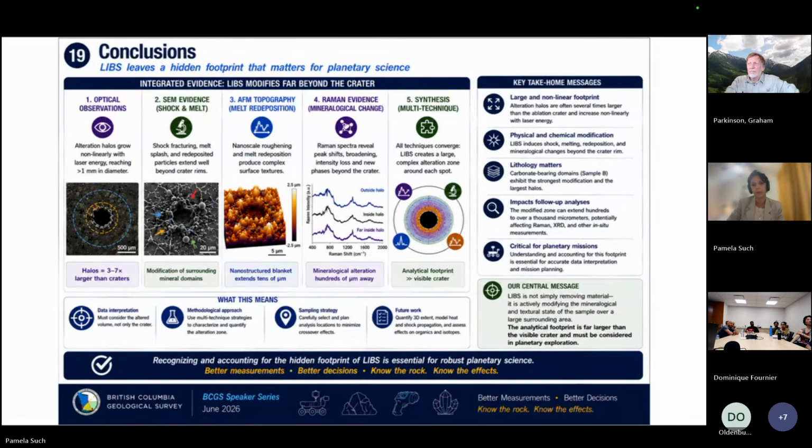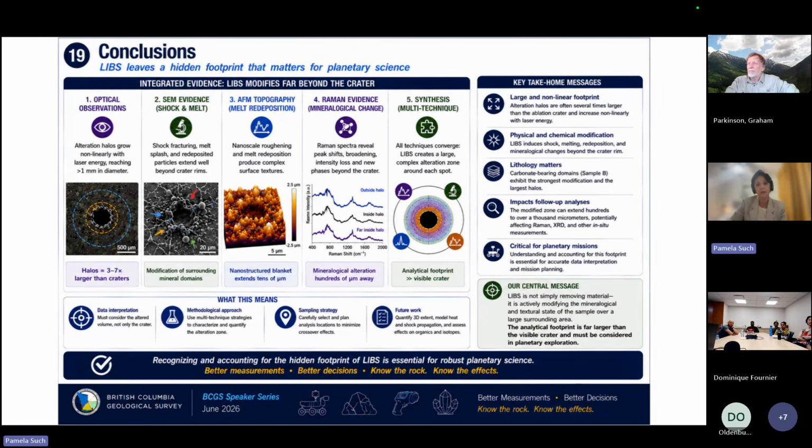As I already said, sorry, I went so fast. We use LIBS. We perform a physical change in our sample, and a geochemical and mineralogical change in our sample. We saw it in evidence through Raman, CMADS, and atomic force microscope. And our synthesis and conclusions were about what is the better order of the instrument analysis in the lab and also in the field.